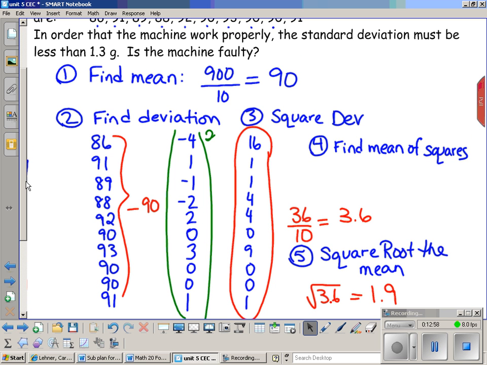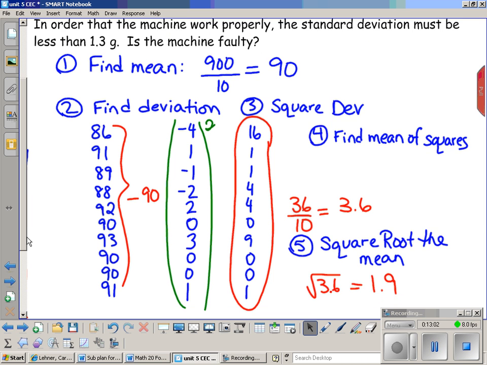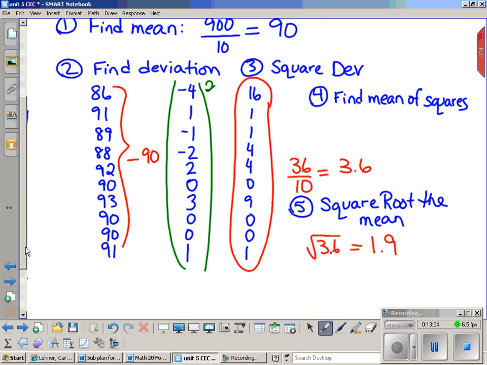grams. So we have 1.9 grams, so is the machine faulty? The answer would be yes. The machine is faulty. Because our standard deviation was more than 1.3.